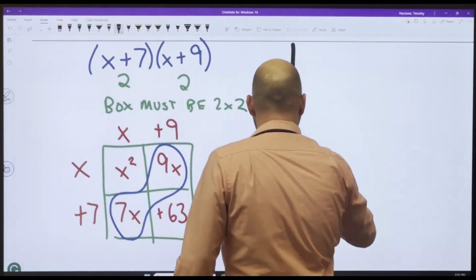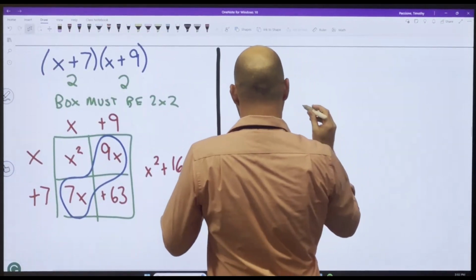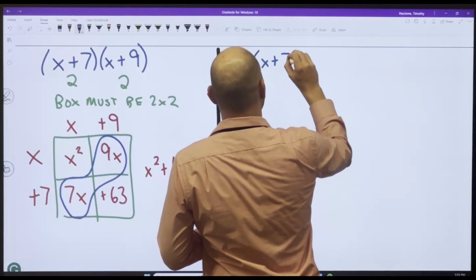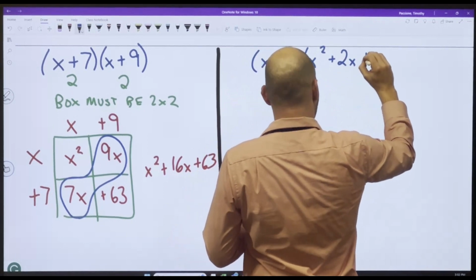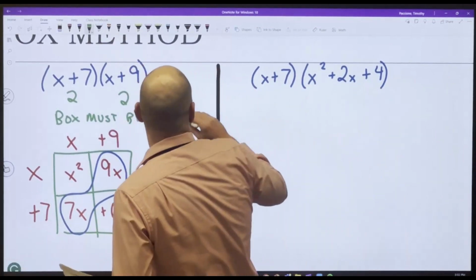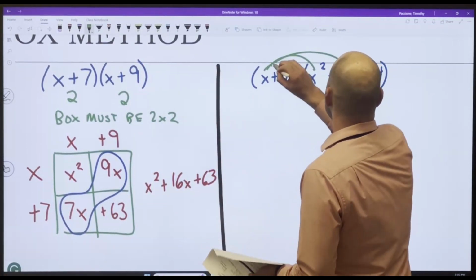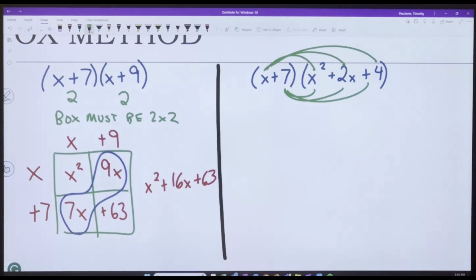Here's your next problem. What if you have x plus 7 again, but it's times x squared plus 2x plus 4? How do you FOIL that, right? Well, what FOIL really does is make sure you strip it of everything. So if you didn't want to use the box method here, you would need to go like this. You have to do all that, right? And you might forget one, right? The boxes make sure you don't forget, okay?